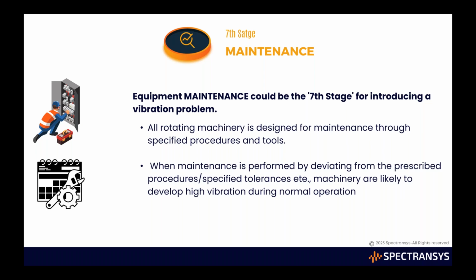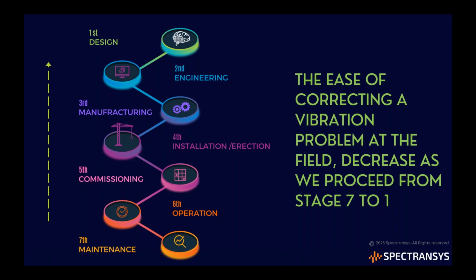And once you put the machine back into service after the so-called maintenance activity, then you may find a high vibration problem on the machine. So these are the 7 stages during which a vibration problem can creep into the machine's life. The important statement here is that the ease of correcting a vibration problem in the field decreases as we proceed from stage 7 to 1.